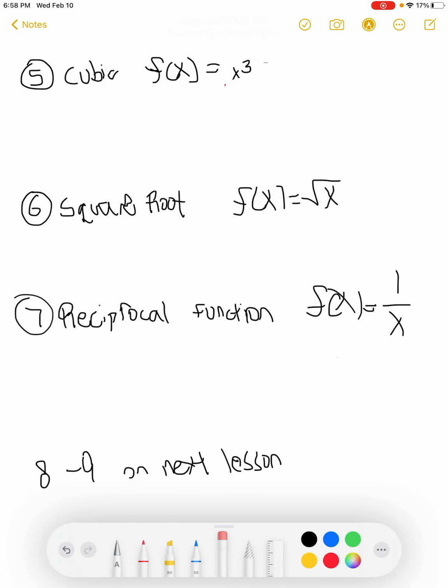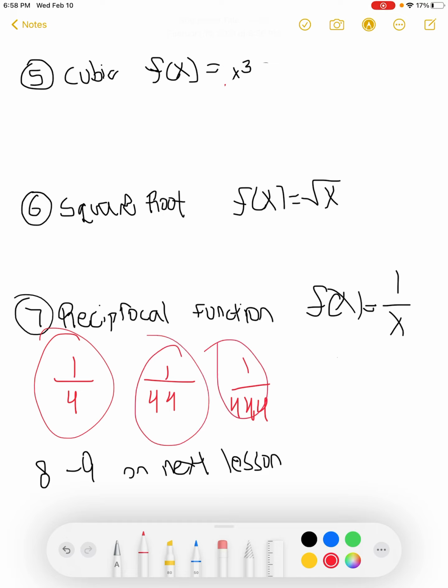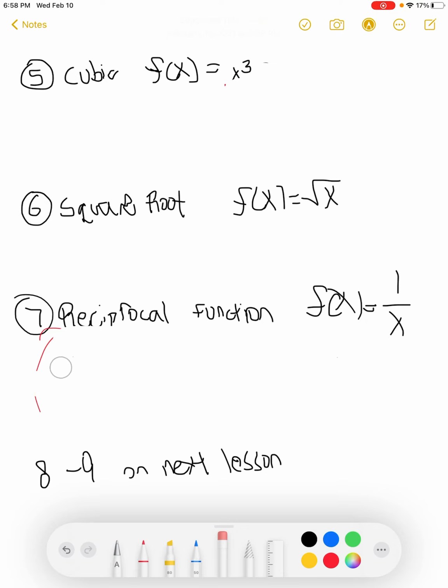Alright, reciprocal function. That means whatever x is, you put a 1 over it on the numerator, and that's what it is. So if x is 4, put a 1 over it. X is 44, put a 1 over it. X is 444, put a 1 over it. And that's the y, or the f(x). So there you go. We have a lot of strange fractions here.